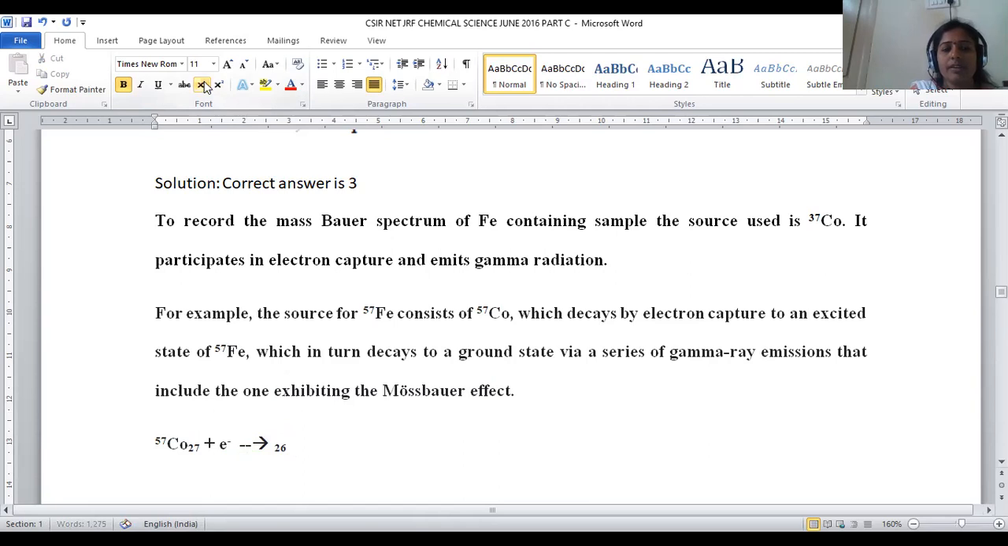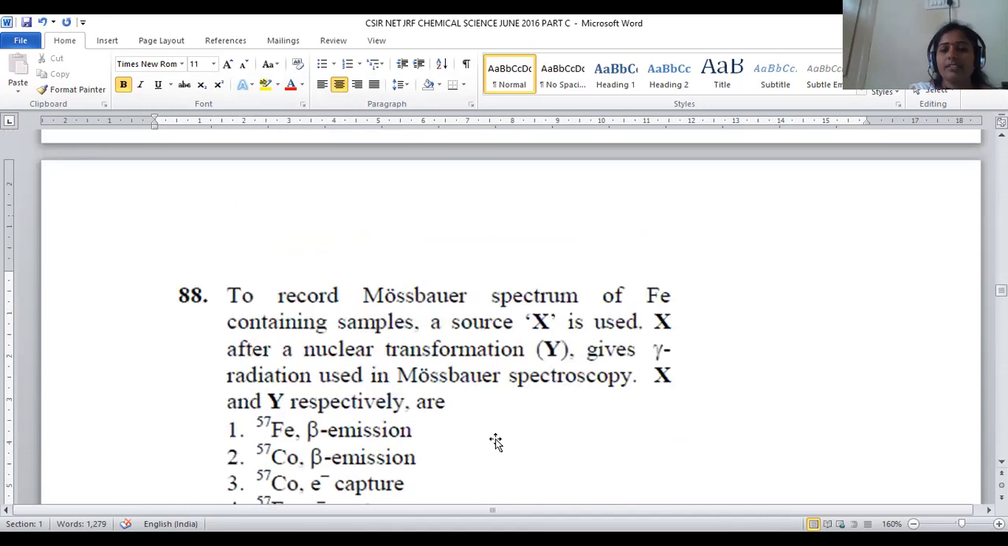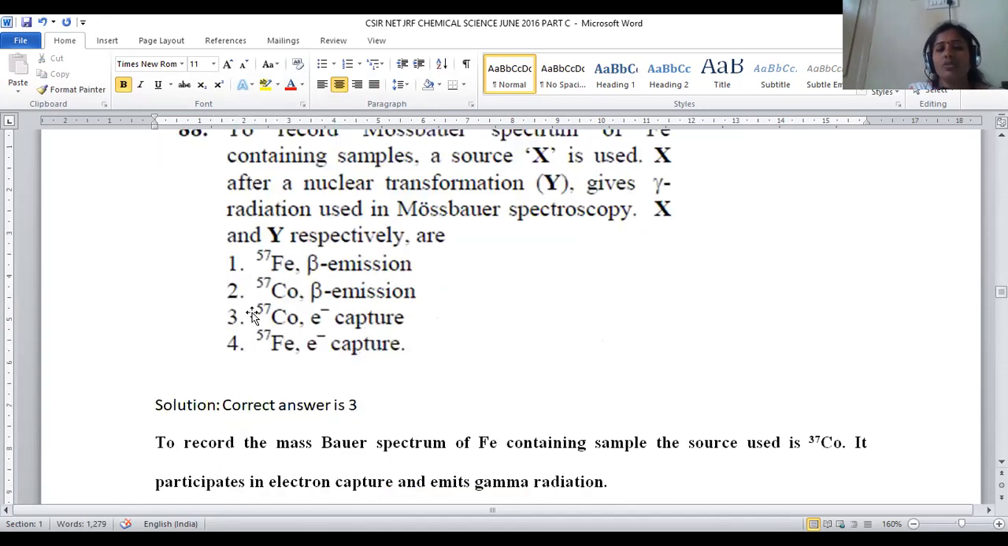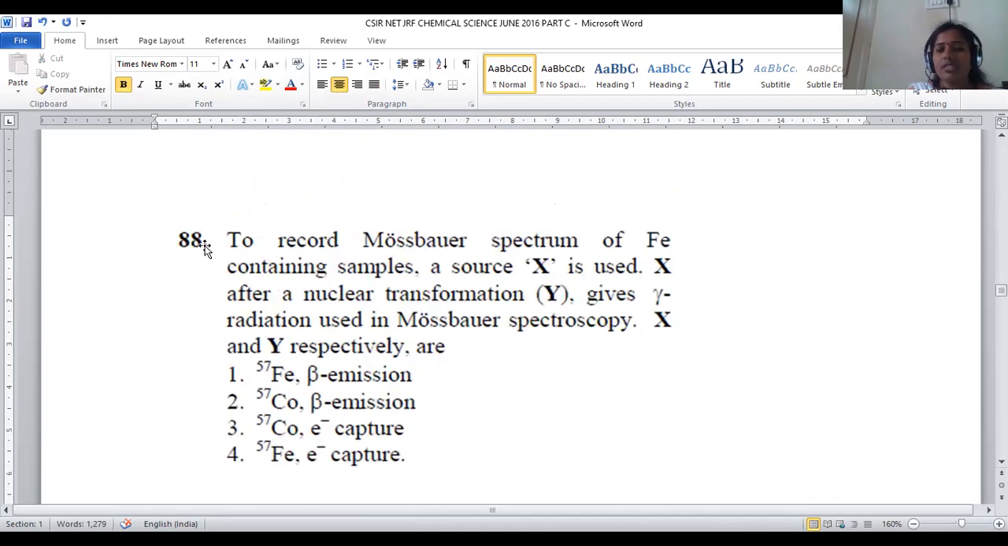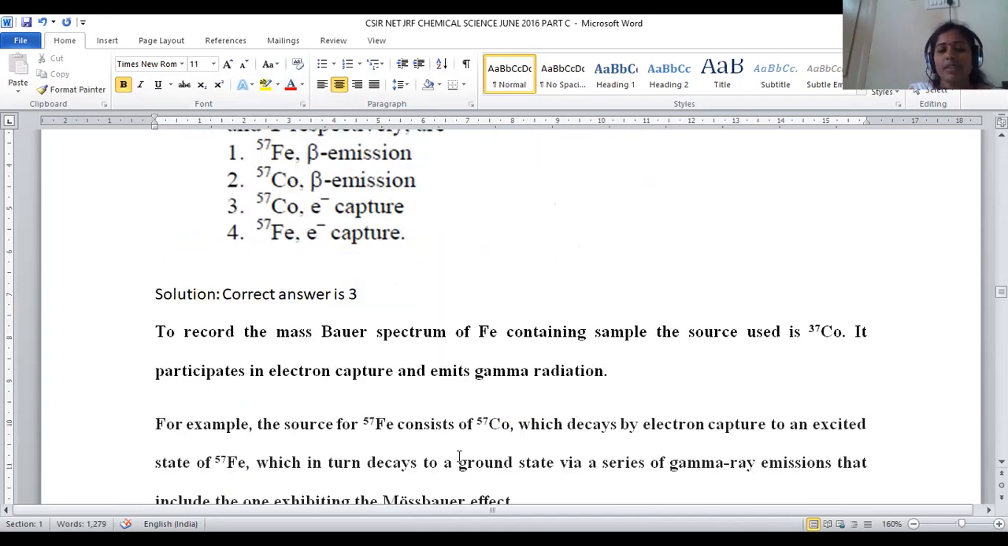So the product generated will be iron, and since it is accepting an electron, the mass number will not vary. The 57 mass number remains as such. Along with this, some radiation, that is gamma radiation, will be emitted. This is the probable reaction, right? The starting material is cobalt-57, it participated in electron capture, and the final product iron will be generated. This is called the Mössbauer effect. So cobalt-57 with electron capture. For question number 88, option number 3 is the correct answer.